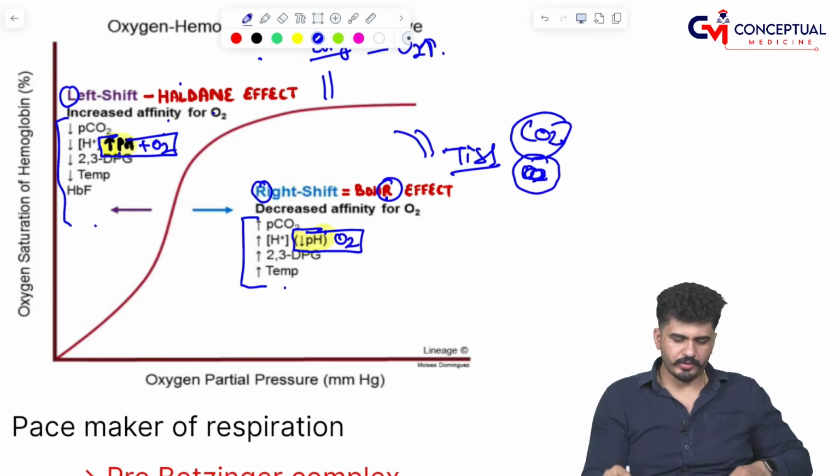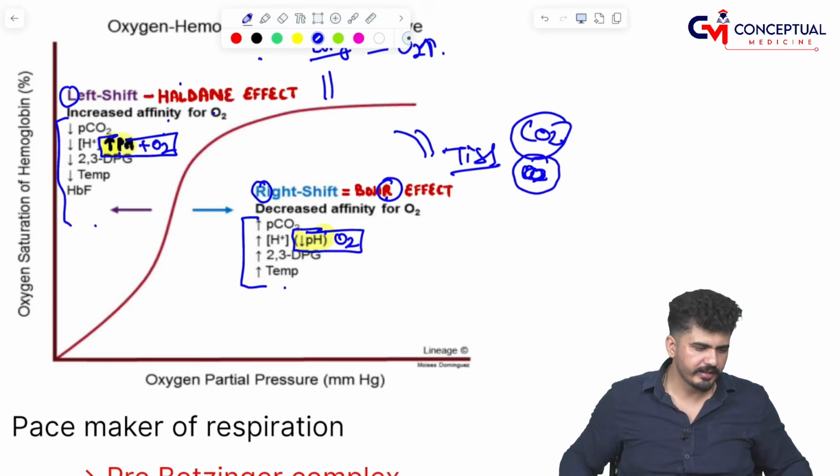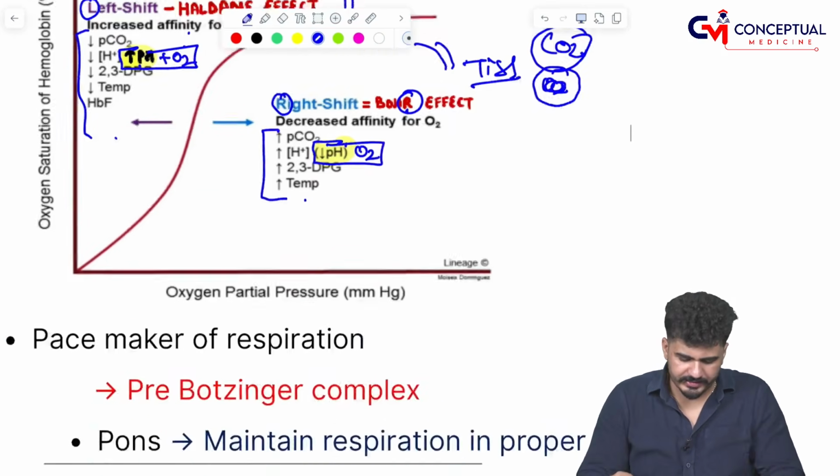Done. So you understand this thing? Haldane is left side, Bohr is right side, my dear friends.